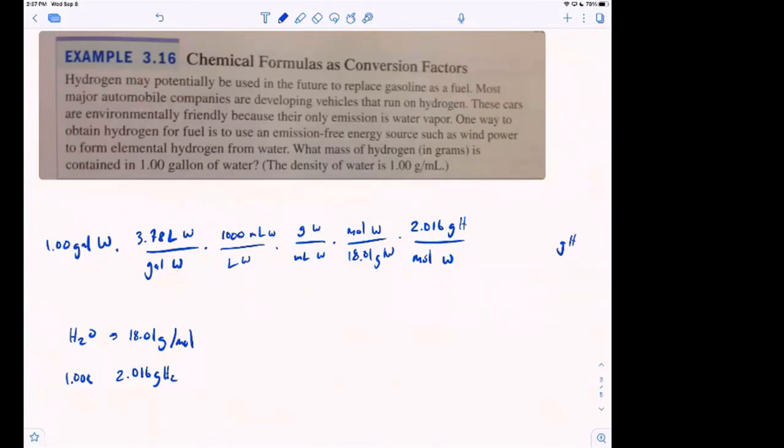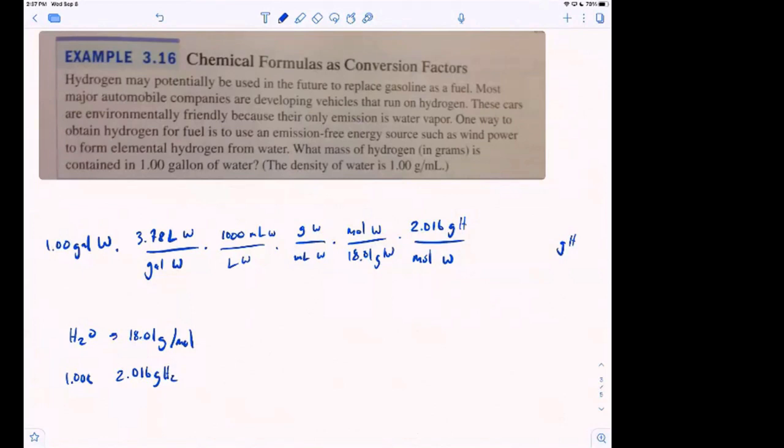So question. Would it be easier if you found the percentage of mass and then multiplied it by how many grams are in a gallon? You could do that. Okay. That's another way to do it. So there are multiple ways to do it. We can go ahead and do it that way if you want.